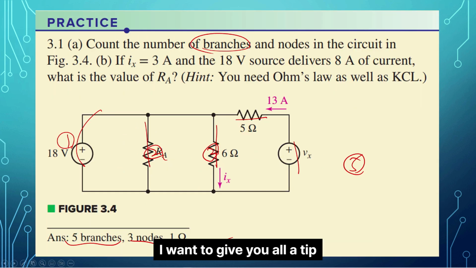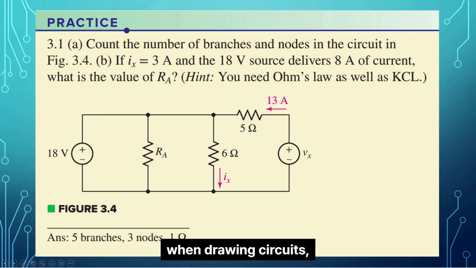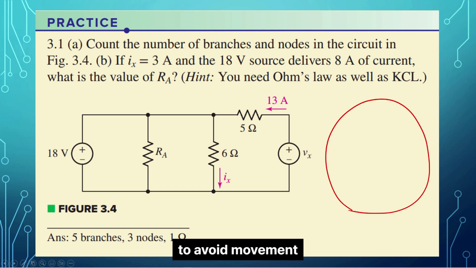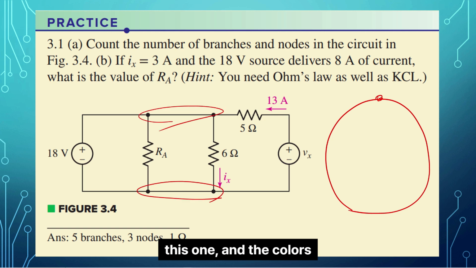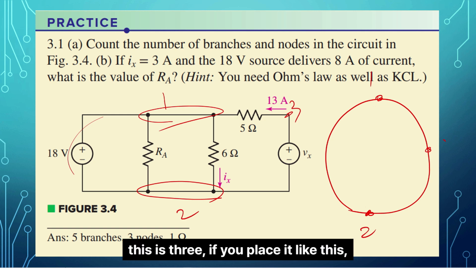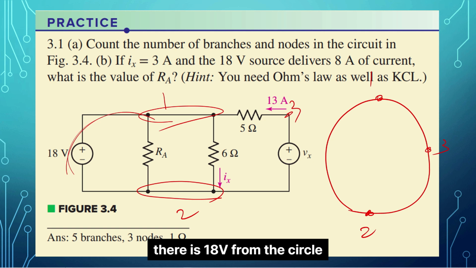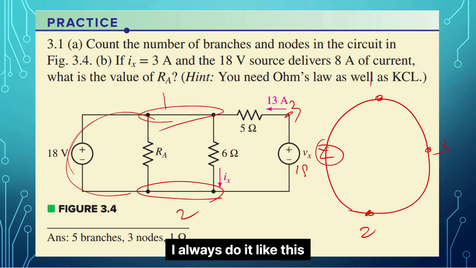Now that I've done it, I want to give you all a very important tip. When drawing circuits, draw them in circles to avoid movement. So here, we have 3 joints, right? This one, and the colors. Here and here, this way. This is 1, 2. This is 1, 2. This is 3. If you place it like this, there is 18 volts from the circle. I always do it like this.